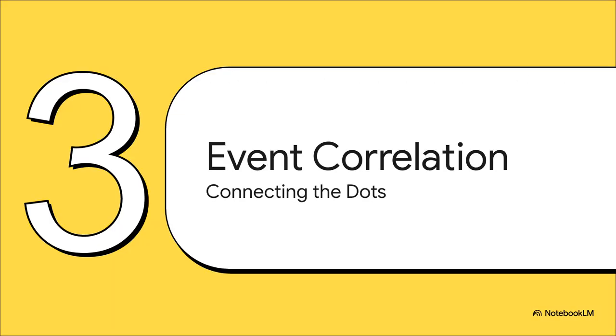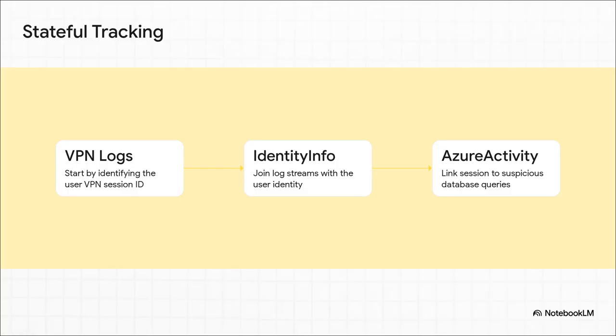Okay, Section 3. High-fidelity event correlation, connecting the dots. So we're in the middle of our funnel now. How do we actually make sense of this massive data pool? The answer is stateful relationship tracking. By using KQL operators like join and summarize, you can track relationships across completely disparate streams.